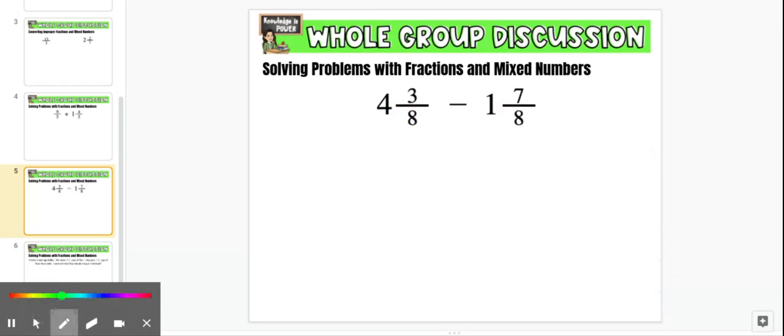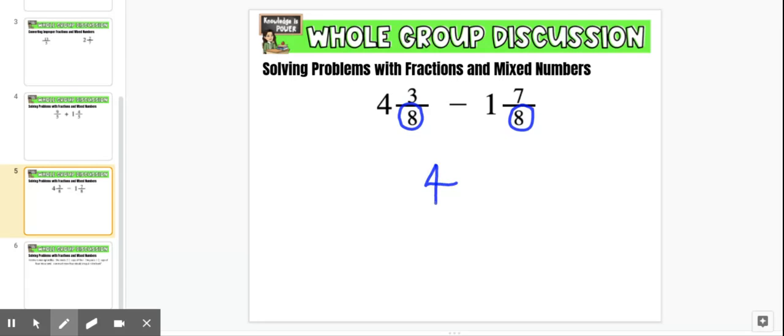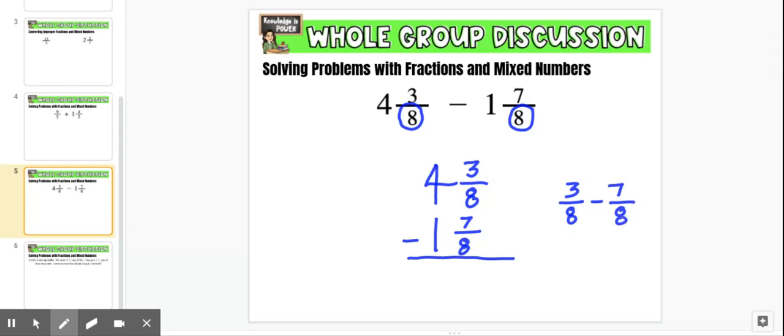All right, so now we're going to move on to a subtraction problem. Again, our denominators are already the same, so we can just work out the problem. So 4 3/8 minus 1 7/8. Now 3/8 minus 7/8, I can't do that because 3 is less than 7. So what I have to do is I have to borrow.